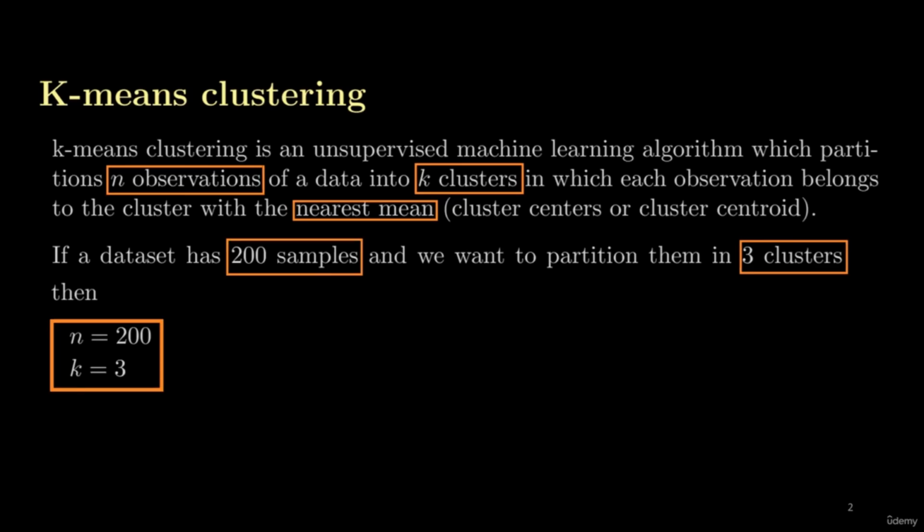Now, there are 3 important terms in this definition which we need to understand. Observation means the number of samples or data points in a dataset. K cluster means how many clusters we want in K-means clustering, whether we need 2 clusters or 3 clusters. The nearest mean is the center point of a cluster. So in K-means clustering, we assign each observation to the cluster with the nearest mean. It means K-means clustering assigns each data point to the cluster whose centroid is closest to that data sample. Let's understand this with a diagram.